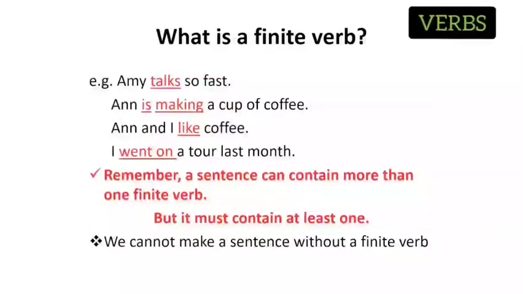First, remember we cannot make a complete sentence without a finite verb. If you take all these, Amy talks, that means Amy does talk. And is making. I like, that means I do like. So all these verbs have one auxiliary attached to them. But in the case of non-finite, we do not have any auxiliary attached to it. This is the easiest way to understand.